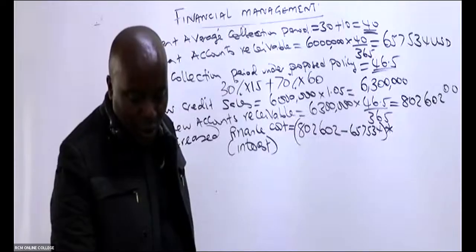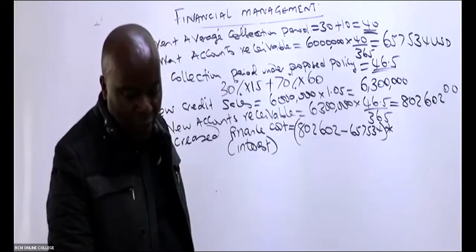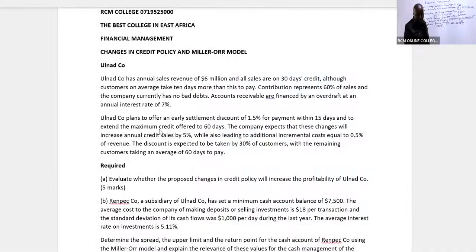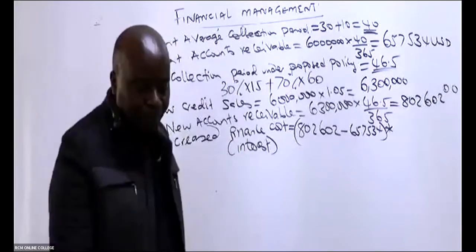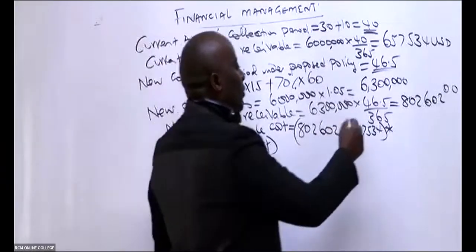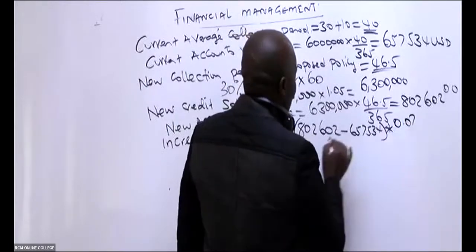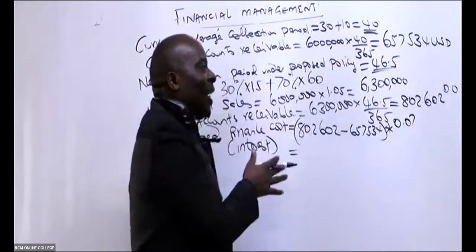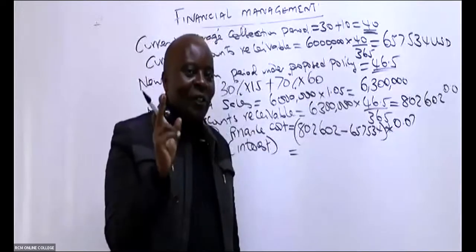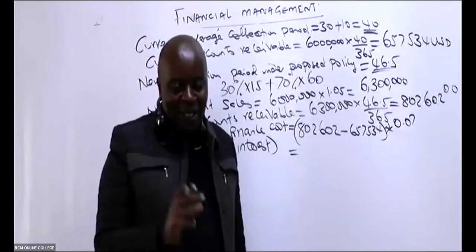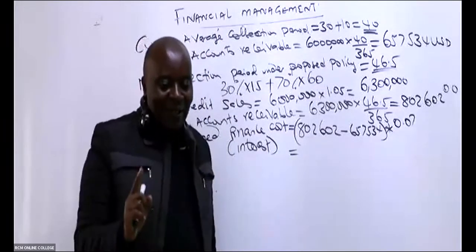So in the question, what do we have, ladies and gentlemen? Do we have any loan facility? Yes. Accounts receivable are financed by an overdraft at an annual rate of 7%. So times 0.07. So these are costs we are suffering ourselves, times 0.07. So once you reach here, you are almost getting all the marks.